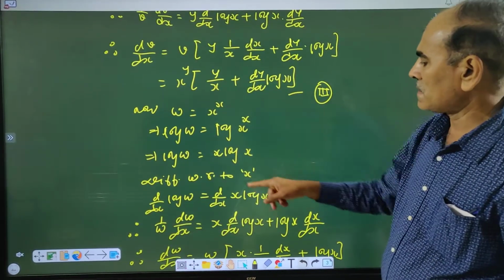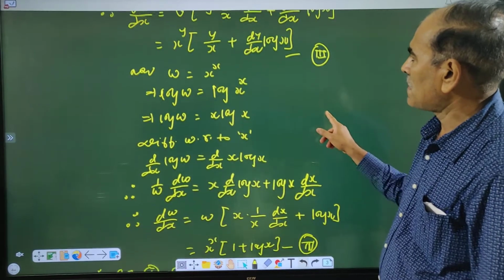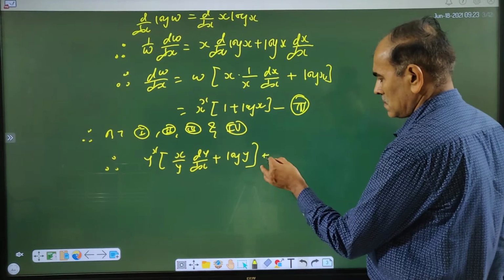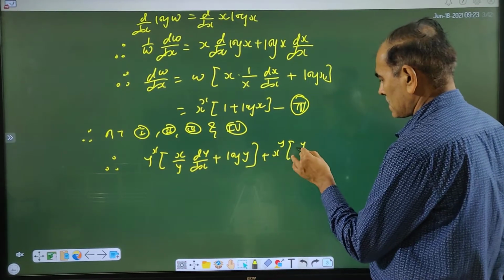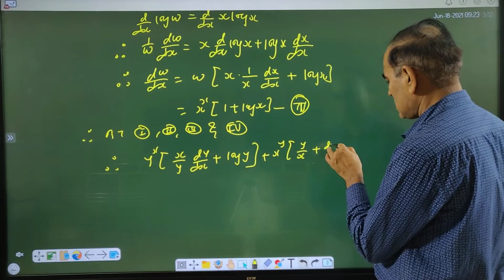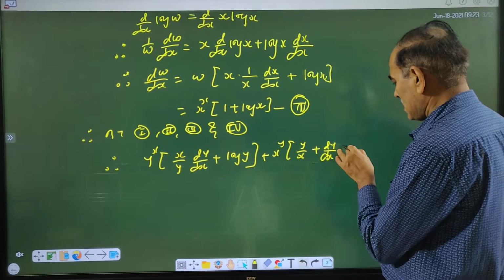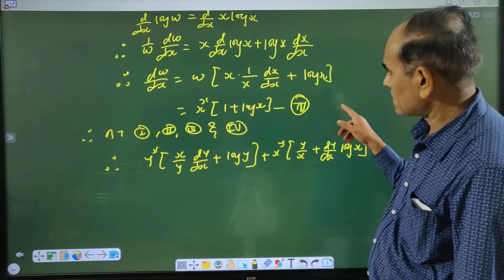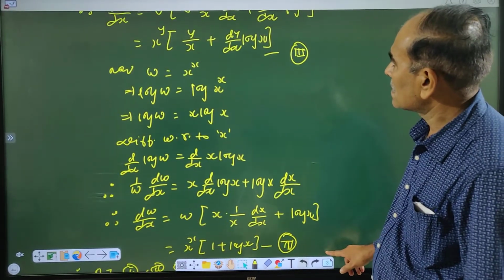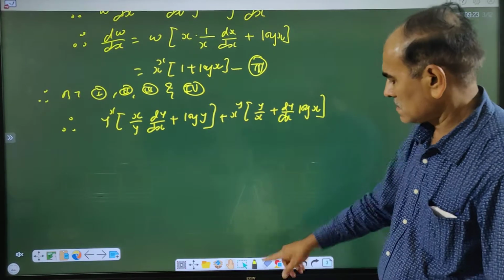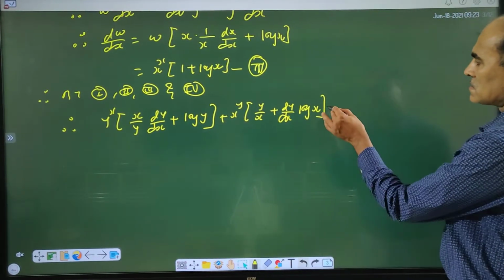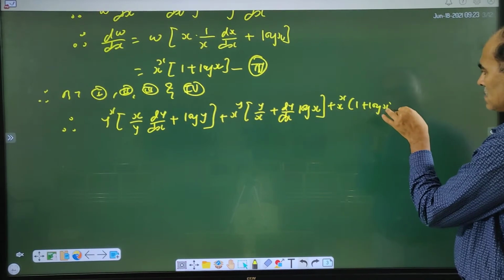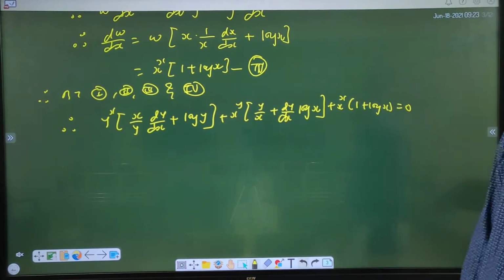Now, x to the power y, y by x, into dy by dx into log x. See that? Plus x to the power x, 1 plus log x equal to 0.